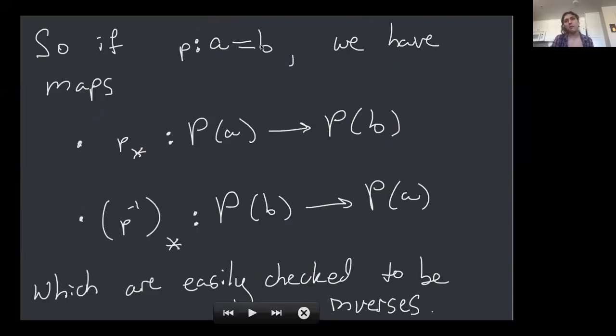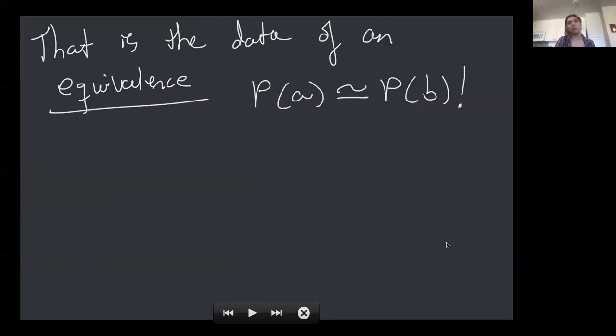Okay, so if p has type A equals B, we have maps p star, which take me from the fiber at A to the fiber at B. And we also have p inverse star, where of course equality is symmetric. So if I have a path from A to B, I can just walk backwards and get a path from B to A. And so if I transport along p inverse, that gives me a map from P of B to P of A. And these are obviously inverses, right? If you like, that's the computation rule for transport. So this tells me I have an equivalence between P of A and P of B, which again is exactly what you were mentioning earlier.